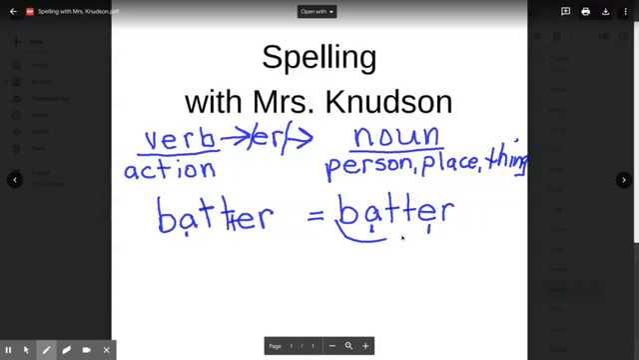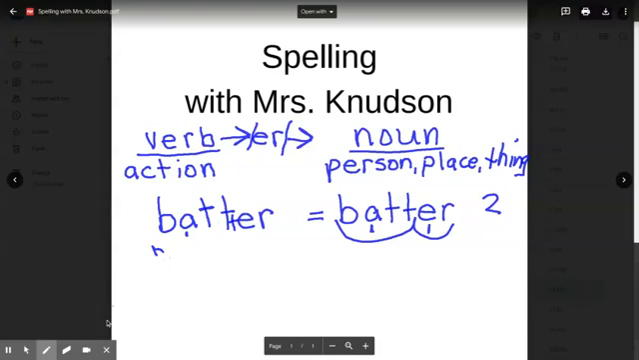So we have bat, batter. How many syllables do we have? Outstanding. We have two. You can even clap them with me. Ready? Batter. So we have two syllables there. Nice job. Let's try another one.